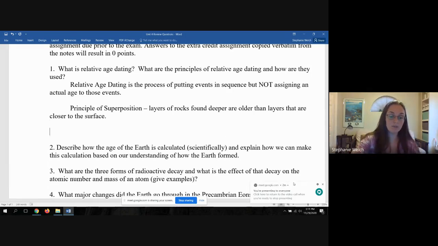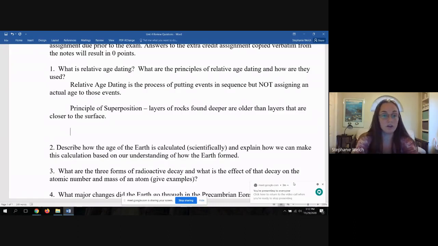I'm going to skip the principles of original horizontality and lateral continuity. Those are basically rules that make the principle of superposition work. We know that the rocks are laid down in roughly uniform thickness, and were originally laid down flat. They were originally horizontal and laterally continuous. And so that makes superposition work.